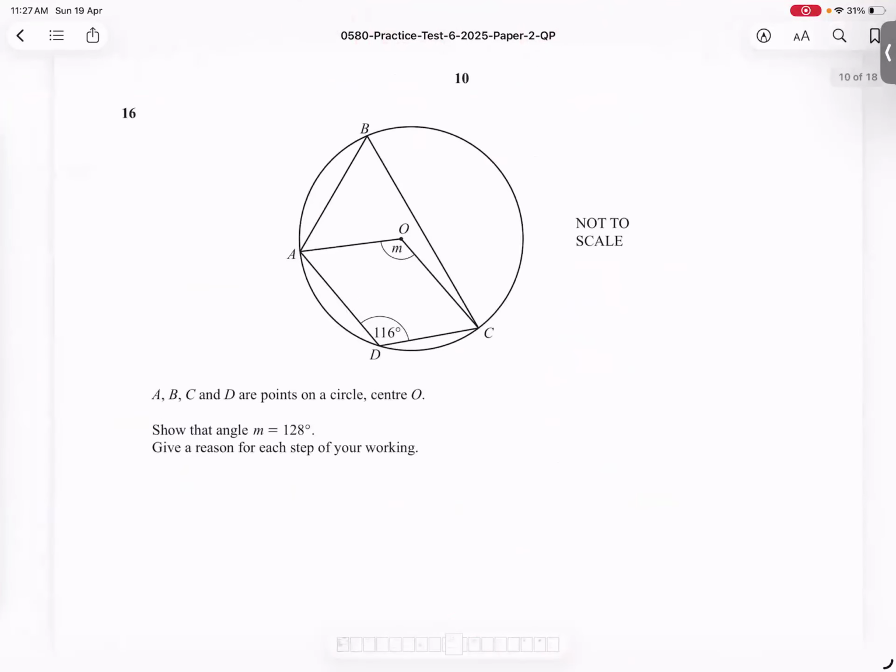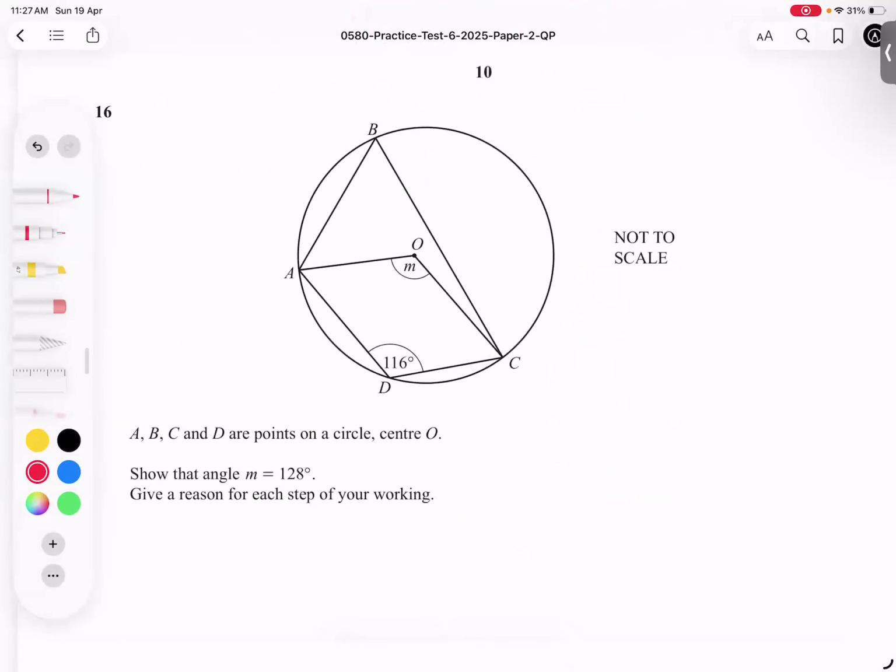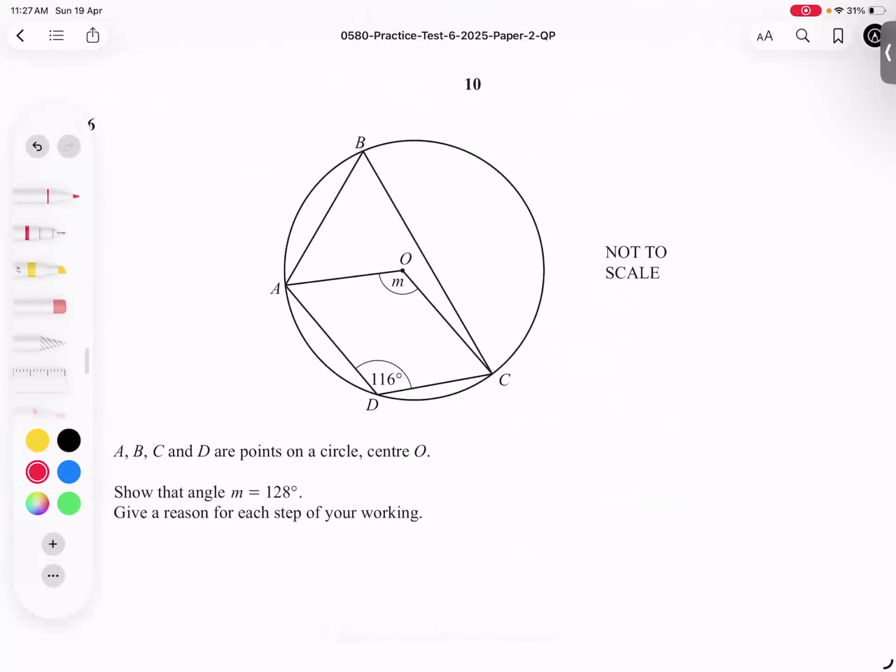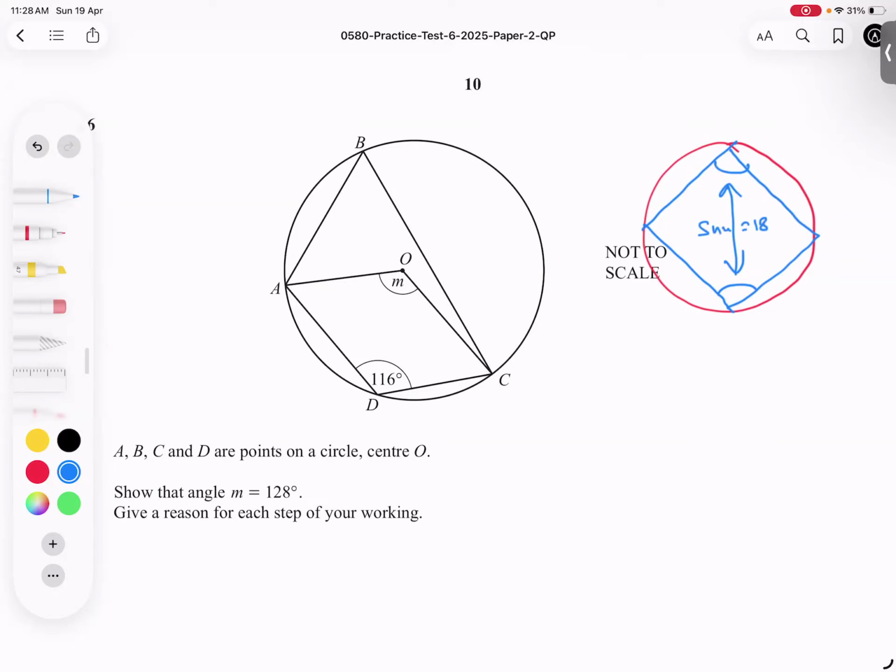Question number 16. What do we have, students? Question 16, we have a cyclic quadrilateral. The property is what? If we have a four-sided figure, 1, 2, 3, 4, for example this and this, they are in a cyclic quadrilateral, so they are supplementary, basically. If you add them, the sum is what? 180. Not only this, even these two angles, if you add them, also 180.